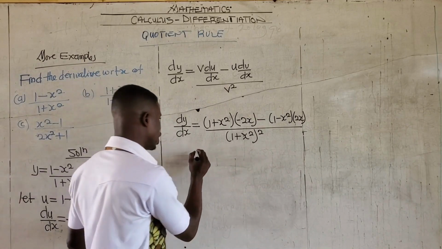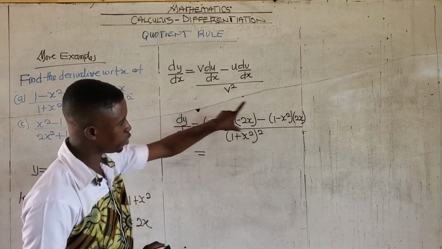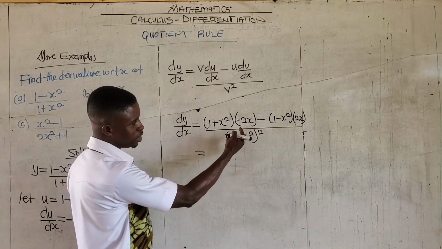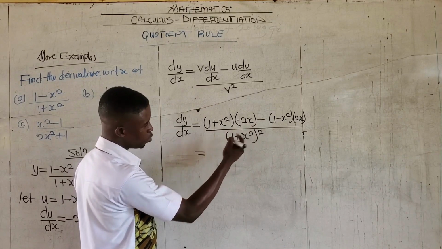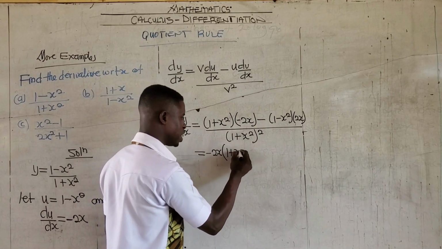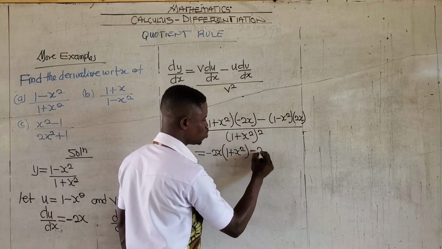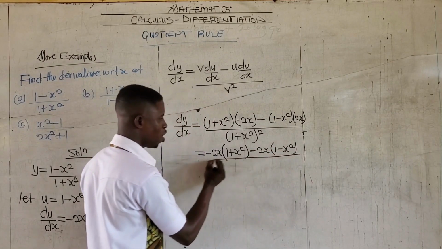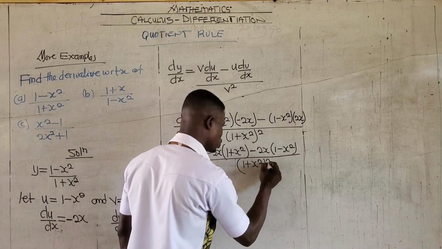Are you following? So we are now going to manipulate the numerator. Then we simplify. Then that will be it. So to make things easier, let me bring those expressions with only one variable in front. So we are going to have negative 2x multiplying (1 plus x squared) minus 2x multiplying (1 minus x squared), all over (1 plus x squared) all squared.